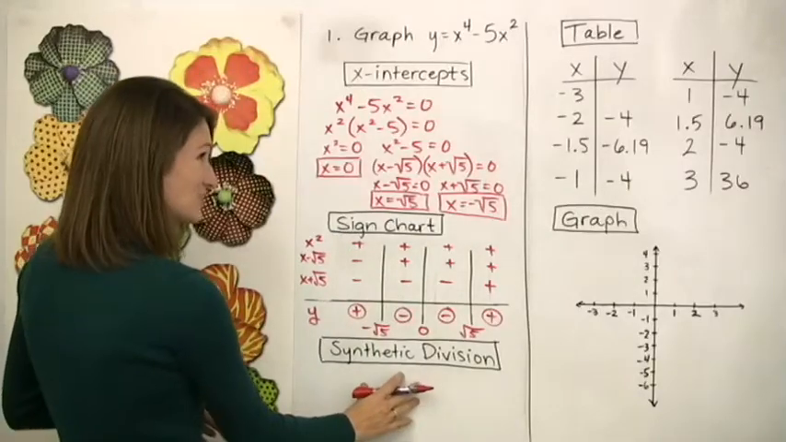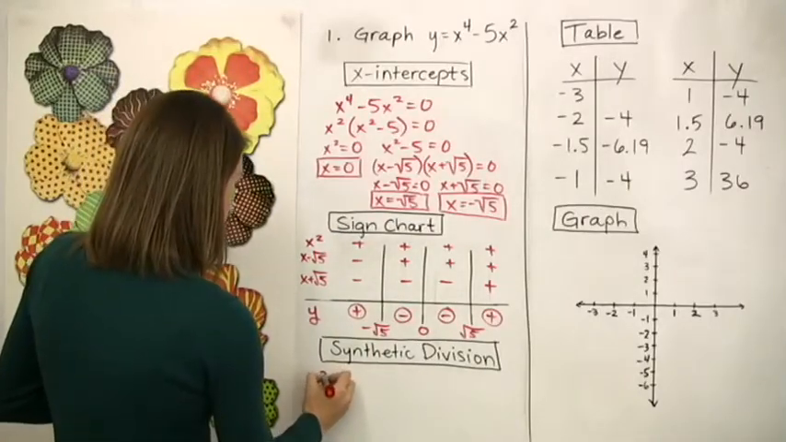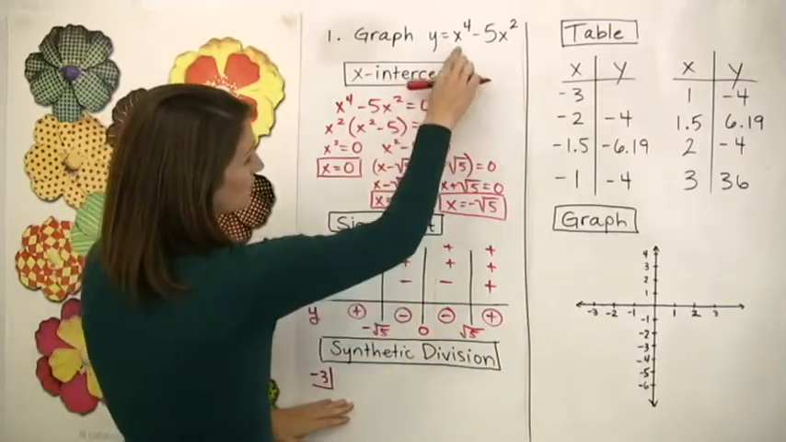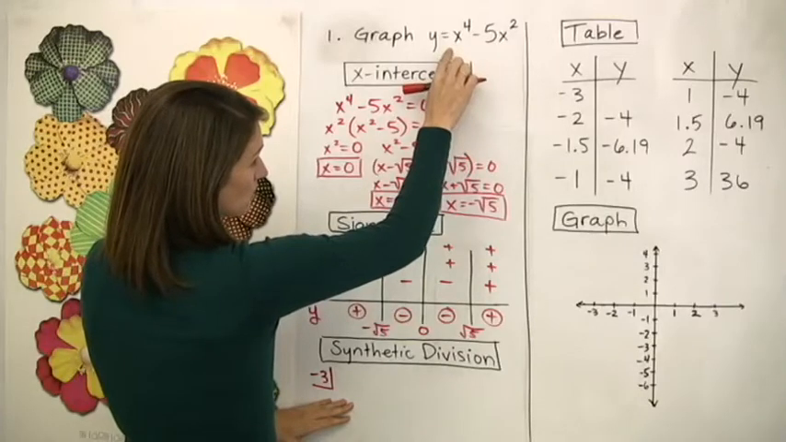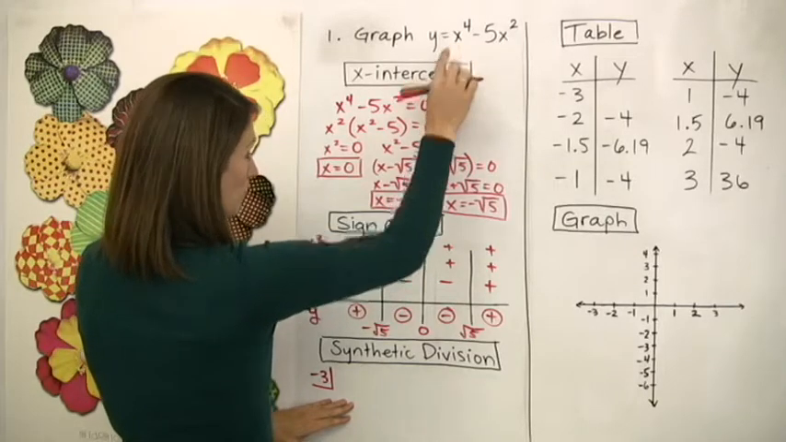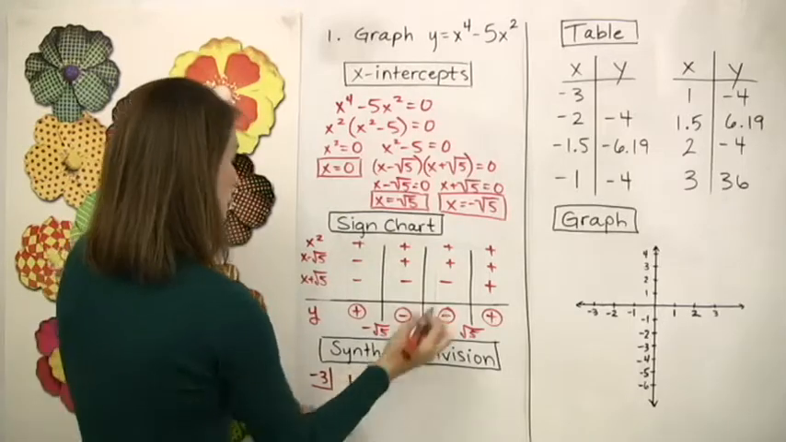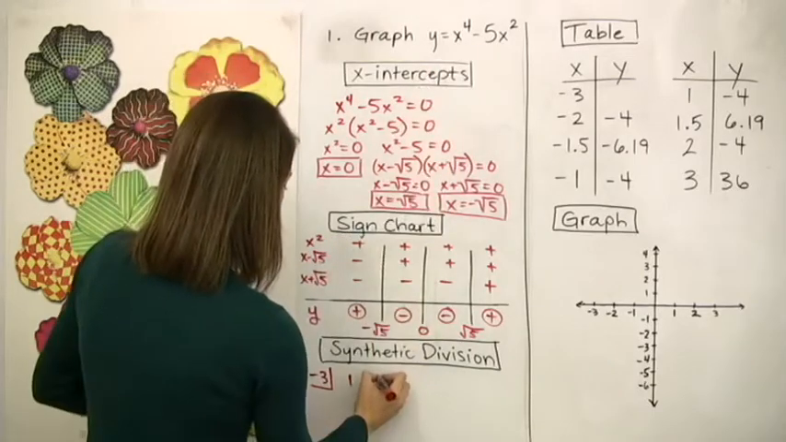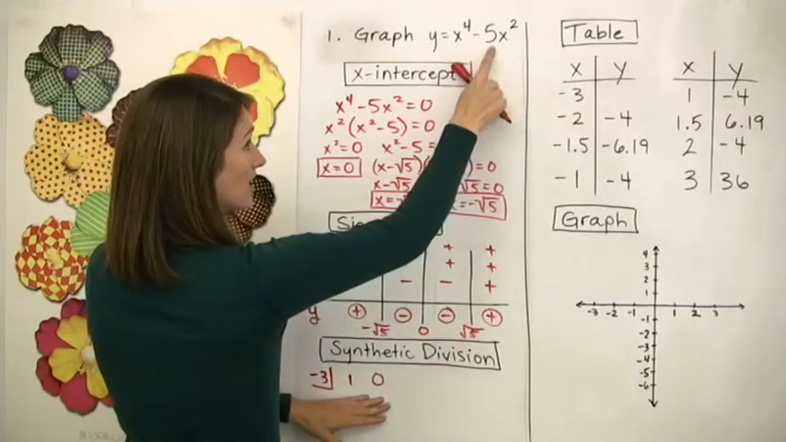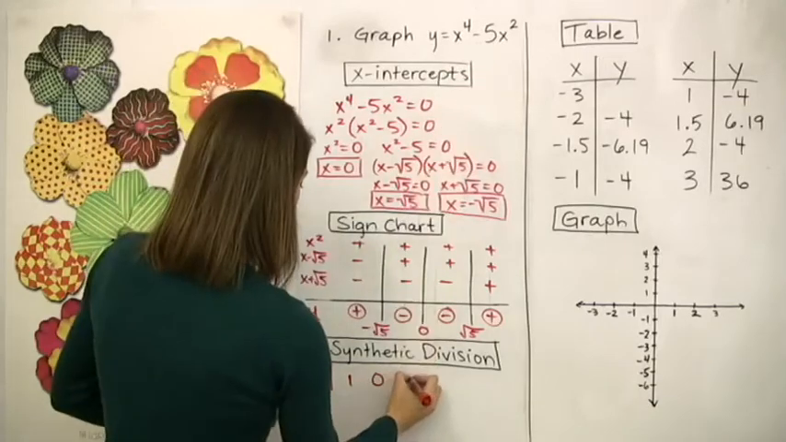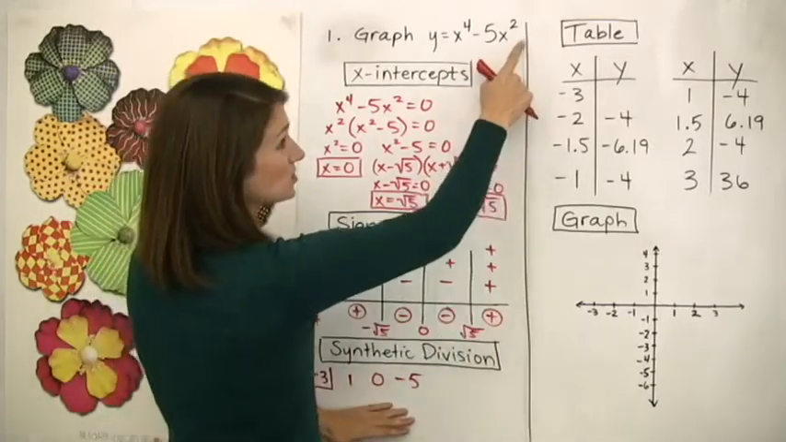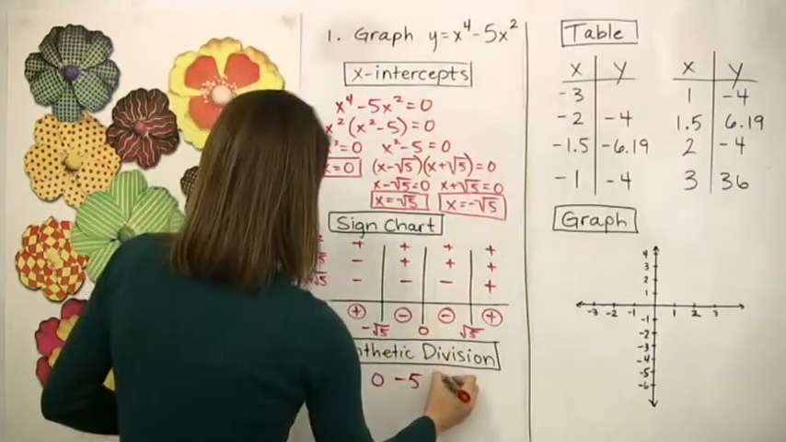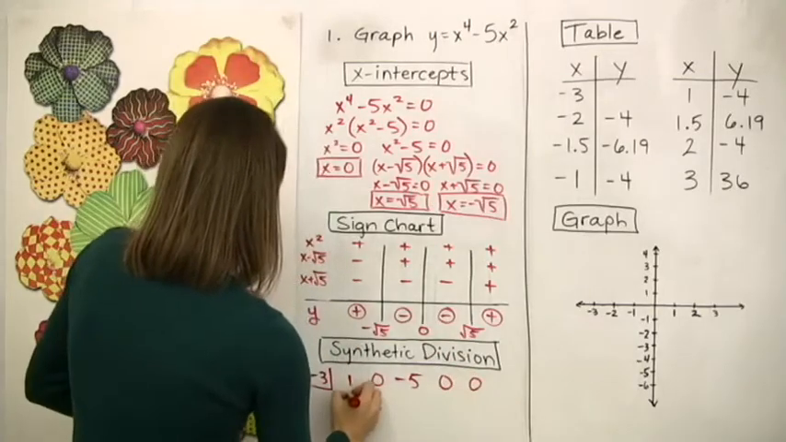So for the synthetic division, we're going to use our x value of -3. And let's fill out this chart here. We're going to look at our coefficients in our function. So our first coefficient in the first term of x to the 4th, our coefficient is 1. Then we don't have a term that has the x to the 3rd power, so that coefficient is 0. Then the coefficient to our x squared term is -5. And then the coefficients to our x term and our constant term are 0 because they don't exist in our function. So we'll put that here. And then we just fill this in.